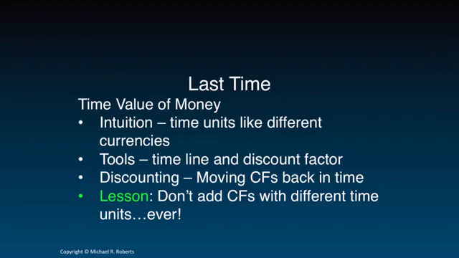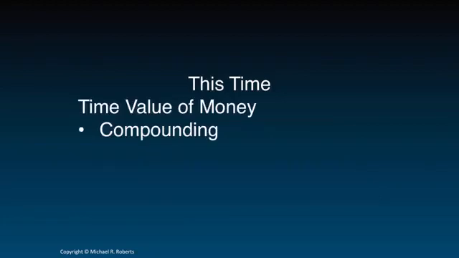Then we introduced some tools associated with the time value of money, notably the timeline, which is just a visual representation of when money is moving in or out, and the discount factor, which was our exchange rate for the time value of money. It allowed us to convert the time units on money, moving it forward or backward. And then we applied those tools to move cash flows back in time via discounting. And the big lesson was don't add cash flows with different time units, ever. Today I want to go the other direction and talk about compounding or moving cash flows forward in time. So let's get started.